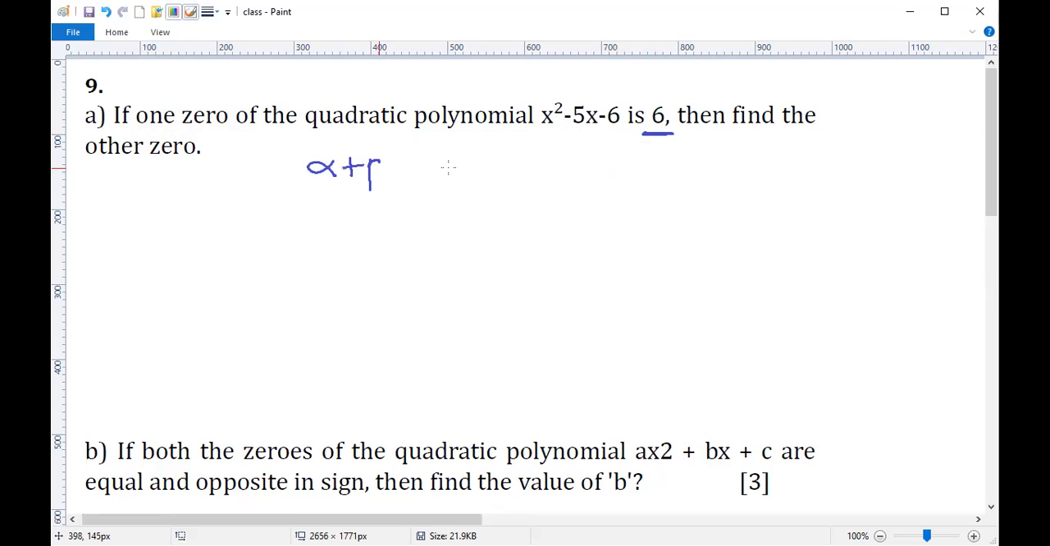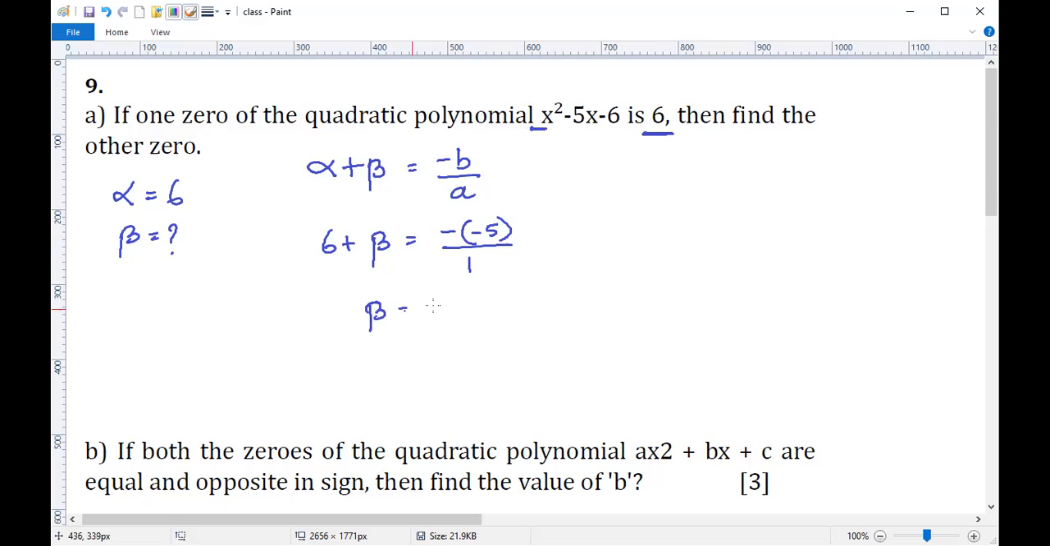Alpha plus beta is equal to minus b by a, and it is given alpha is equal to 6. So you have to find what is beta. Correct? Now here, alpha plus beta, alpha is 6. So 6 plus beta is equal to minus b by a, minus of minus 5 divided by a, the x squared coefficient, 1. So what is it? Beta is equal to, here minus into minus 5 will be plus 5, and the 6 on the other side, minus 6. So what is the value of beta? Beta is equal to minus 1. So your answer, beta, is minus 1.